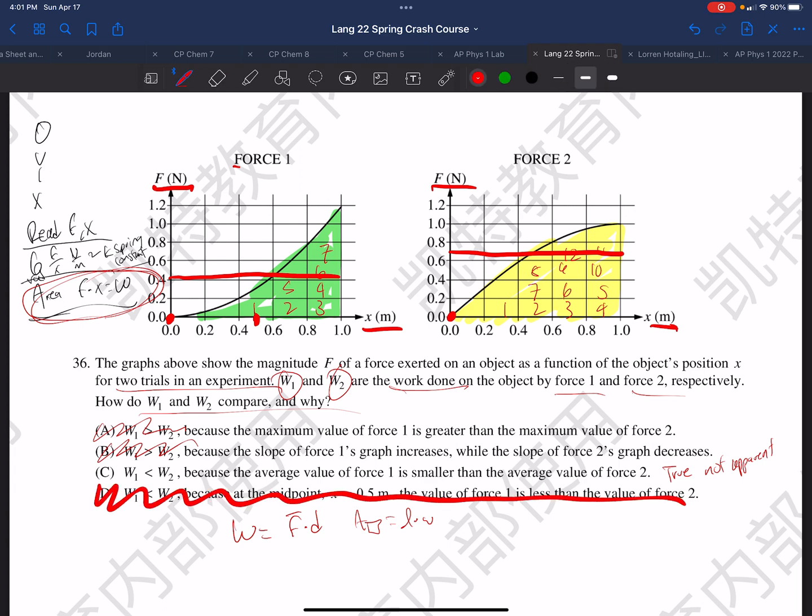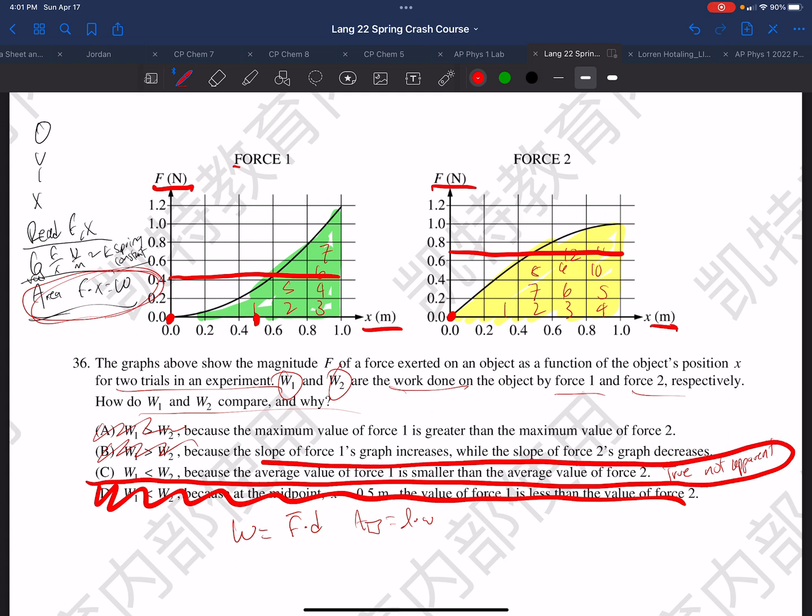Now, my personal opinion, this is a very poorly done question. Because while it's true there's an average force, it's not readily or easily determinable. This is really simply about the area of force 2 being greater.